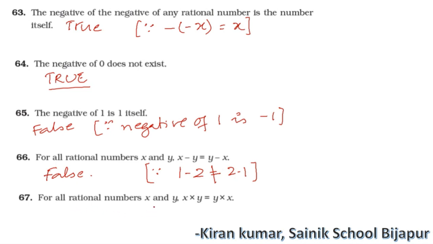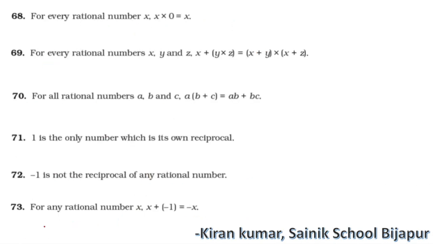For all rational numbers x and y, x into y is equal to y into x. This statement is a true statement. The product is commutative. Statement number 68. For every rational number x, x into 0 is equal to x. This particular statement is a false statement. The reason is x into 0 is 0.